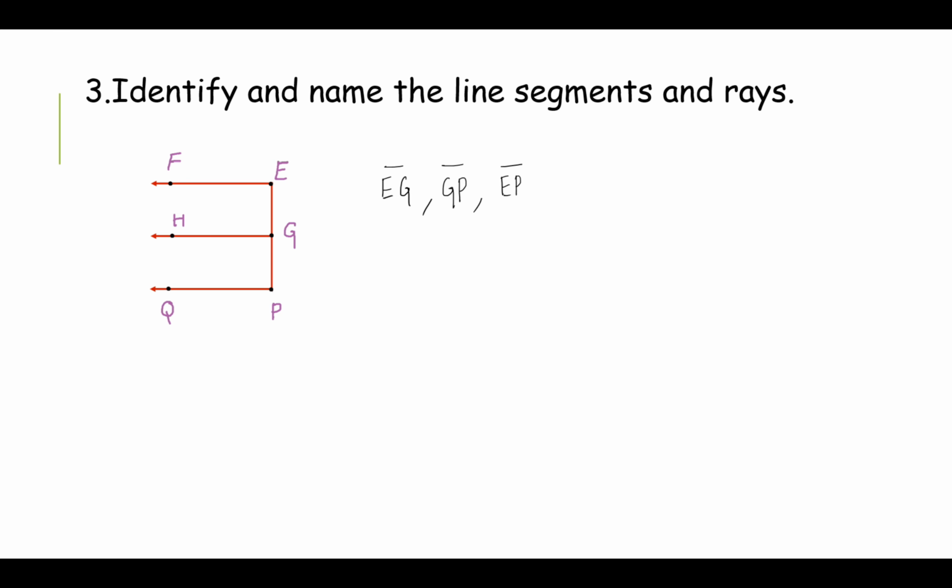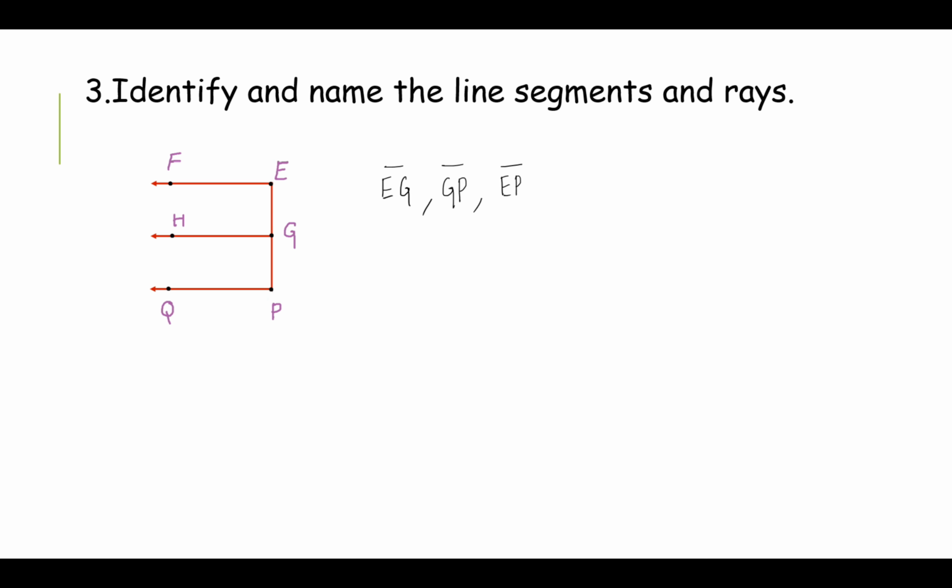Now next, rays. Identify rays. How will you identify? Just recall the definition. It should have one initial point and on the other side it should extend. So if you observe here, E is the initial point and it is extending at the point F. So EF. Similarly G, H. At point G it is the initial point and it is extending at H. P is the initial point and it is extending at Q.